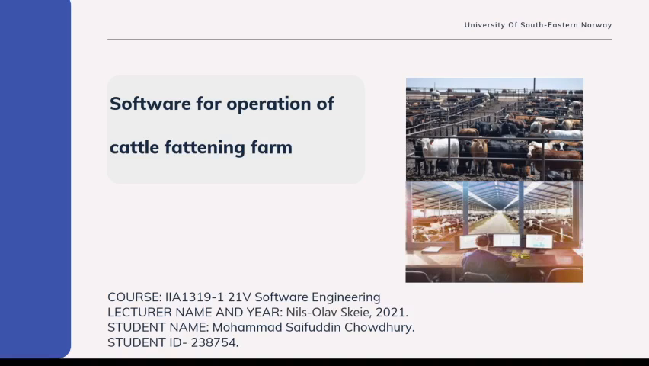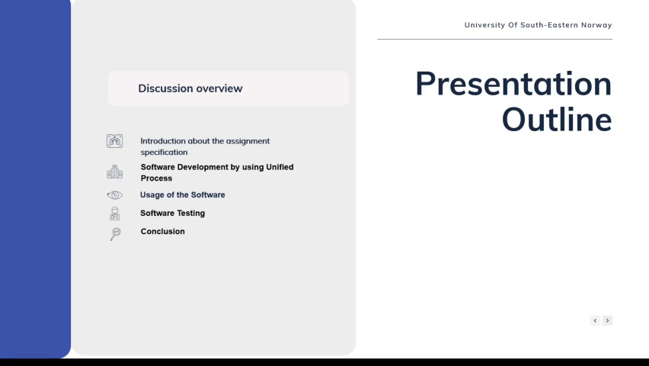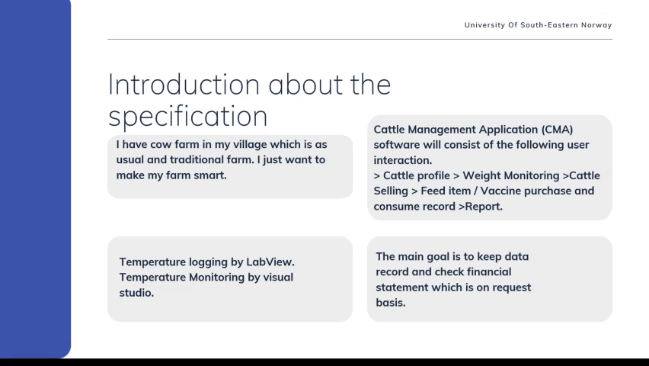Today I'm presenting assignment 4 in the software engineering course. The topic is software for operation of a cattle fattening farm. Here is the discussion overview: introduction about the assignment specification, software development using the unified process, uses of the software, and software testing, and at the end, the conclusion. So this is the background of my interaction.